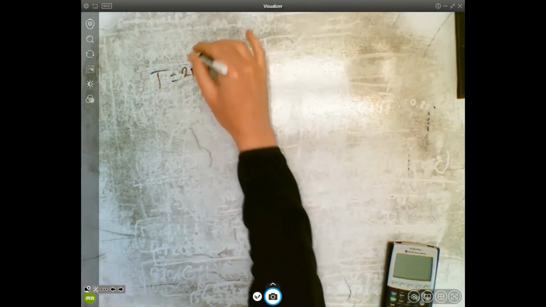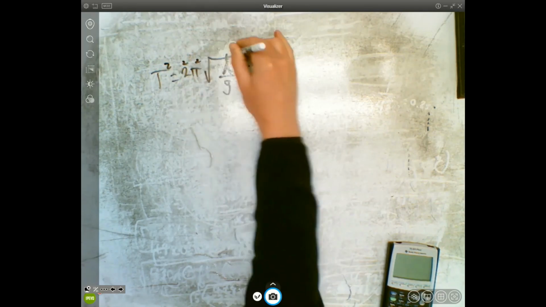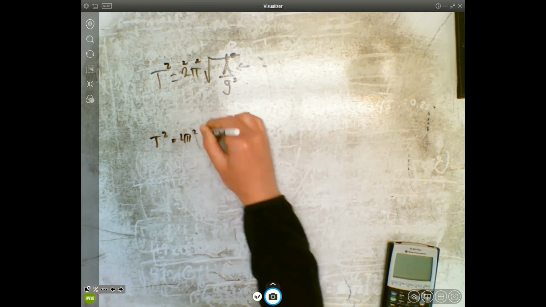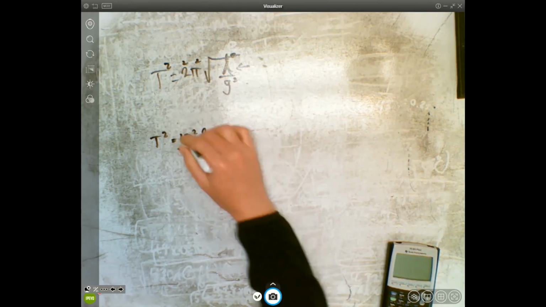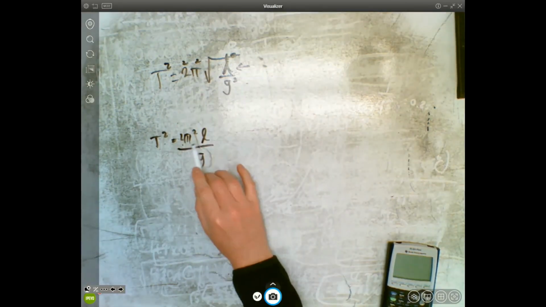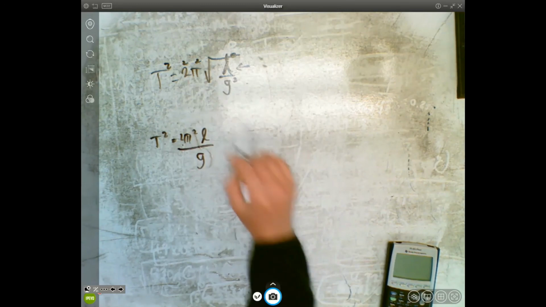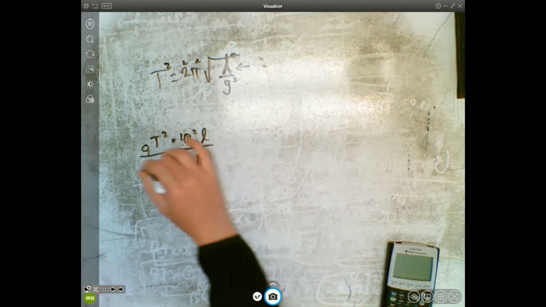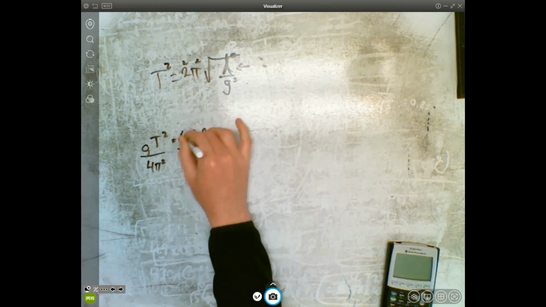So to find that L, because it's square rooted, you gotta square everything, and we get T squared equals 4 pi squared L over G. So when you square everything, T squared, the 2 squared becomes 4, pi squared becomes pi squared, but these guys are unaffected because they were square rooted. So we want to find our length, so we move G up top and 4 pi squared down below.